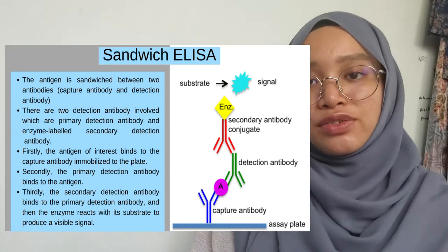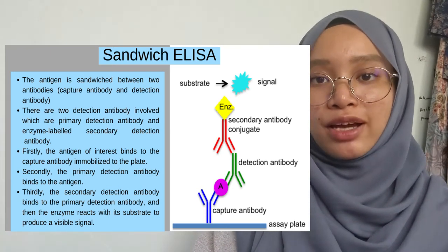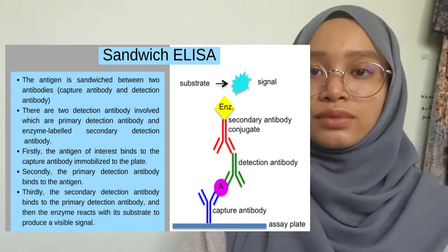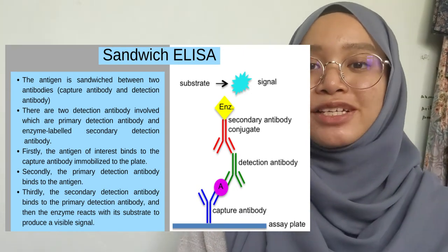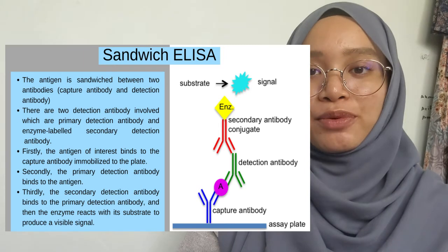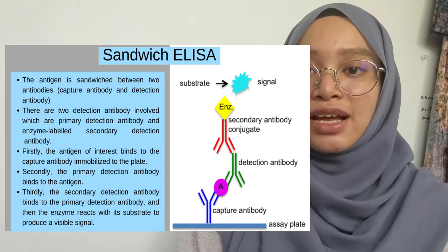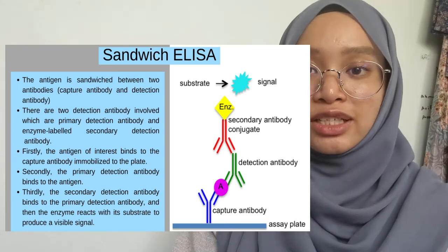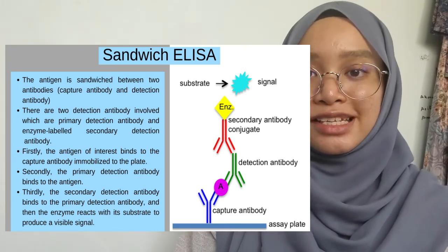Firstly, the antigen of interest binds to the capture antibody immobilized to the plate. Secondly, the primary detection antibody binds to the antigen. Thirdly, the enzyme-labeled secondary detection antibody will bind to the primary detection antibody, and then the enzyme will react with the substrate to produce a visible signal, often involving a color change, the release of light, or fluorescence that can be measured. Number 4 is competitive ELISA.